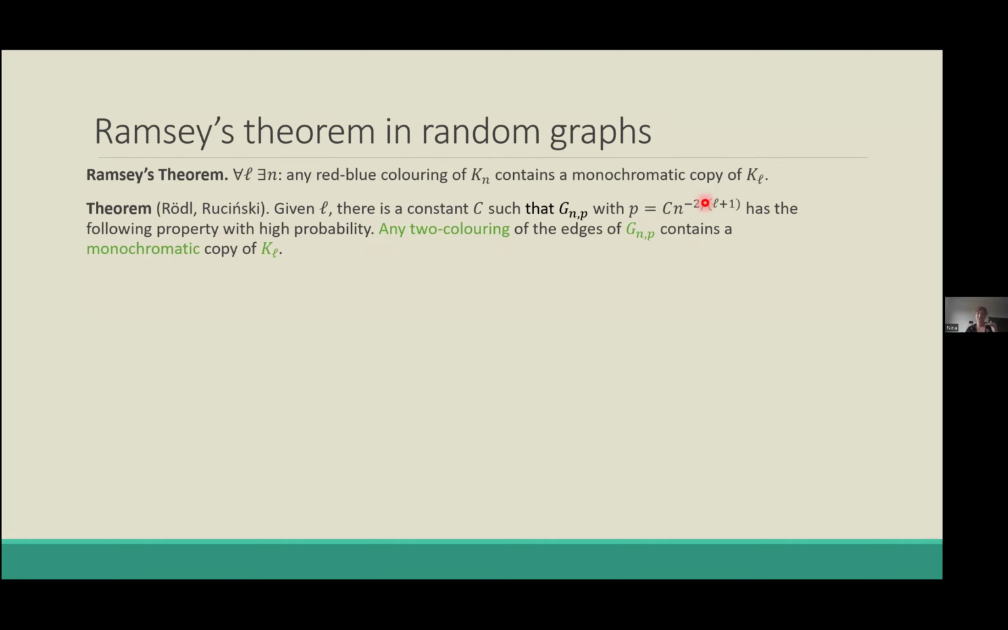When p equals 0, you just have an empty graph, so you definitely don't have the property. When p is 1, you have the complete graph, so you do have this property. And this property is, by the way, monotone. So if you add edges, then you preserve the robustness property. So as p increases from 0 to 1, somewhere there is a threshold, where you will start seeing this property with high probability.